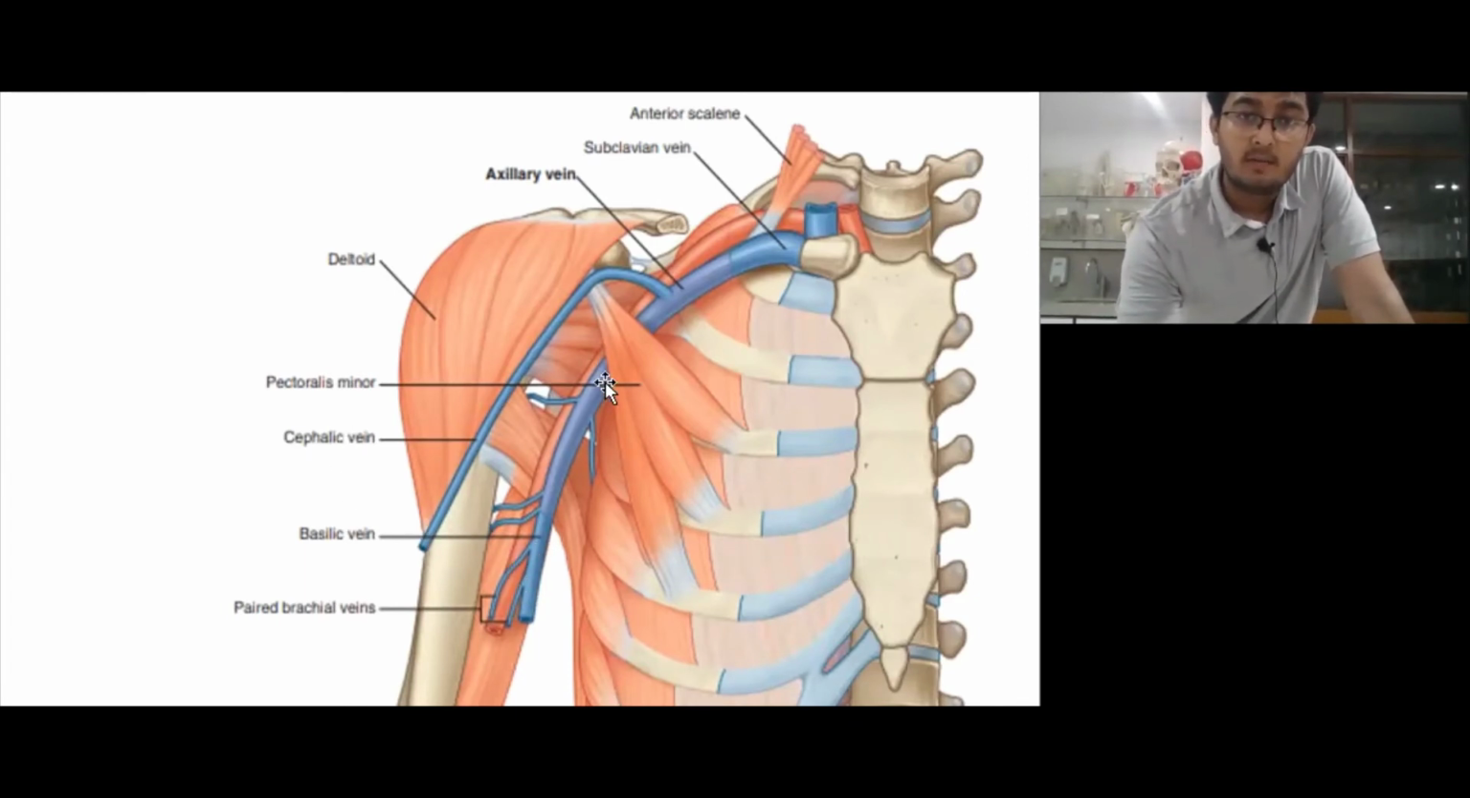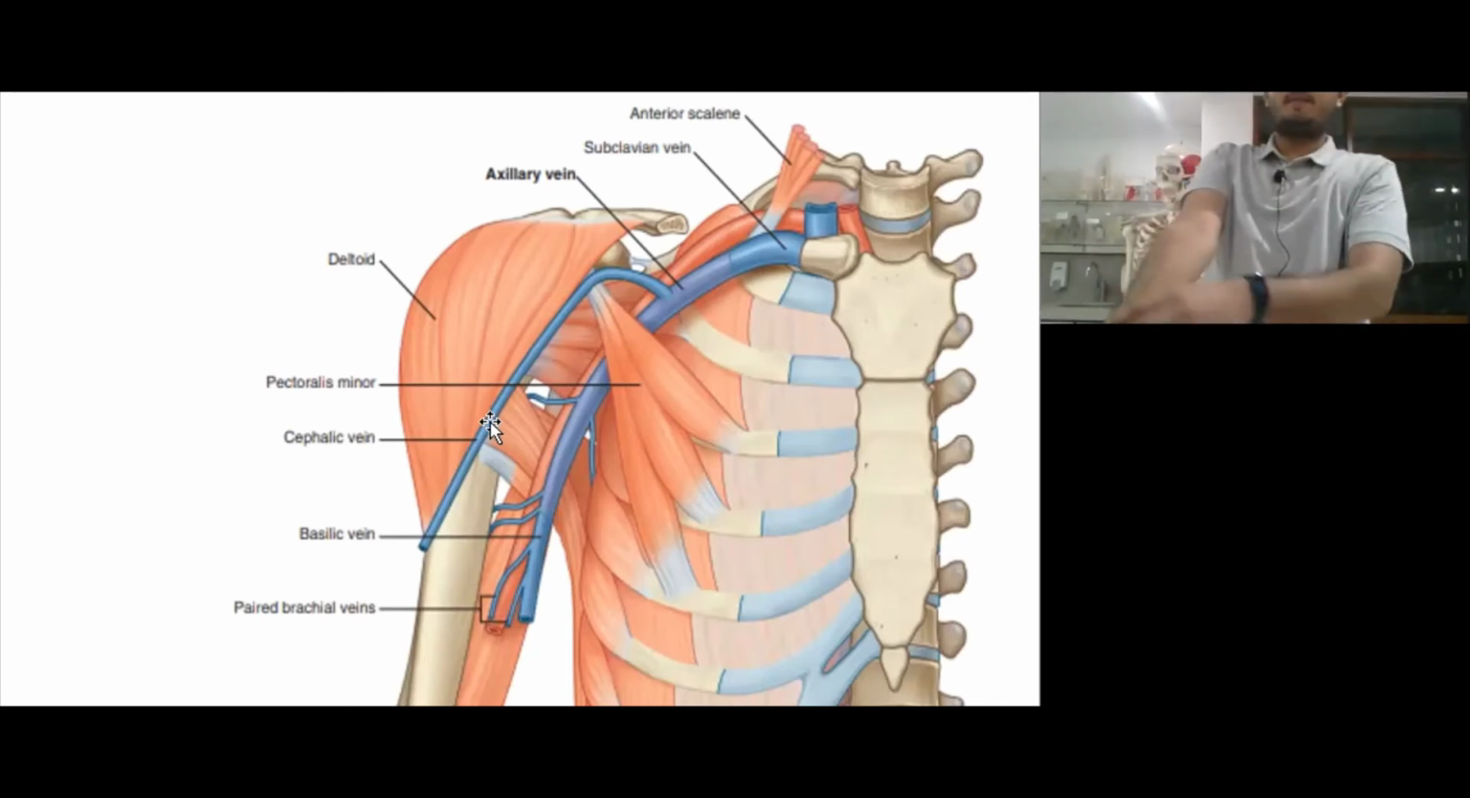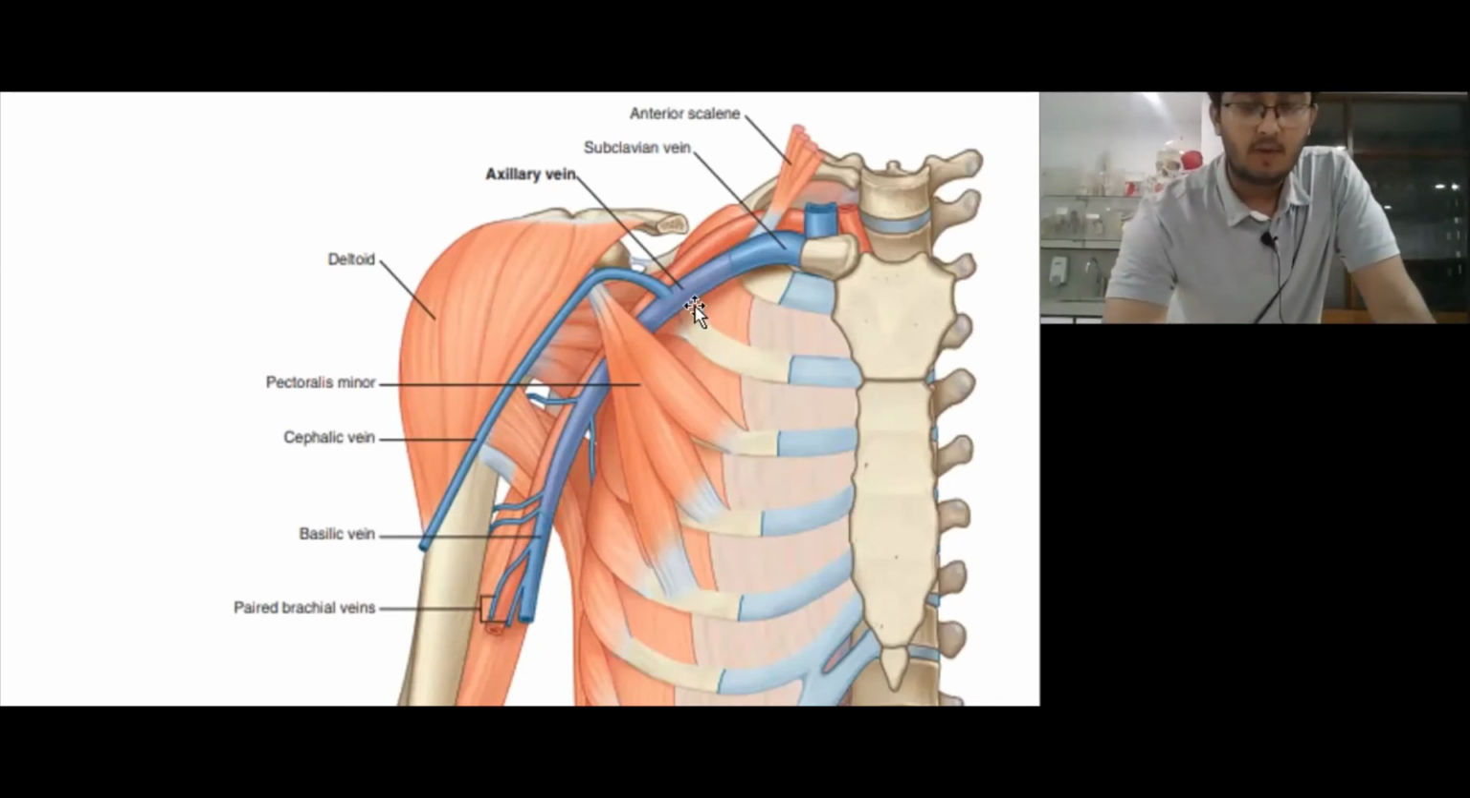The basilic vein, when it goes upward, forms the axillary vein, and it will form the subclavian vein, like we mentioned in the arterial supply. Again, at the lower border of the teres major, it forms the axillary vein, and at the border of the first rib, it forms the subclavian vein. And you can see the cephalic vein drains the lateral aspect of the arm into the axillary vein.